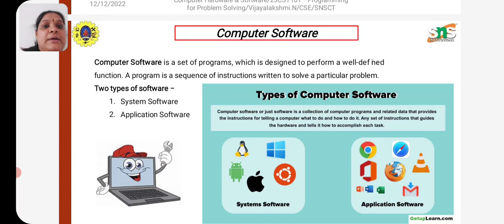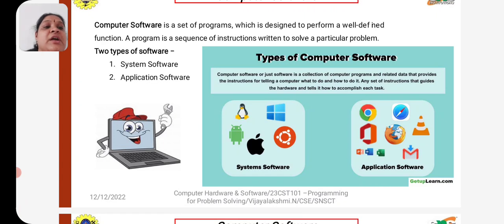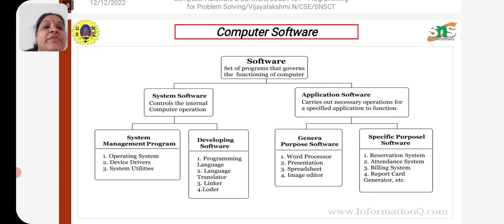Computer software is a set of programs designed to perform a well-defined function, which gives instructions to the hardware on what to do. We have system software and application software. System software controls the internal computer operation, that is, it has full control of the OS, device drivers, and system utilities. Application software is used for a specific purpose, to create any application, for a reservation system, attendance, billing, or to generate a report card, etc.